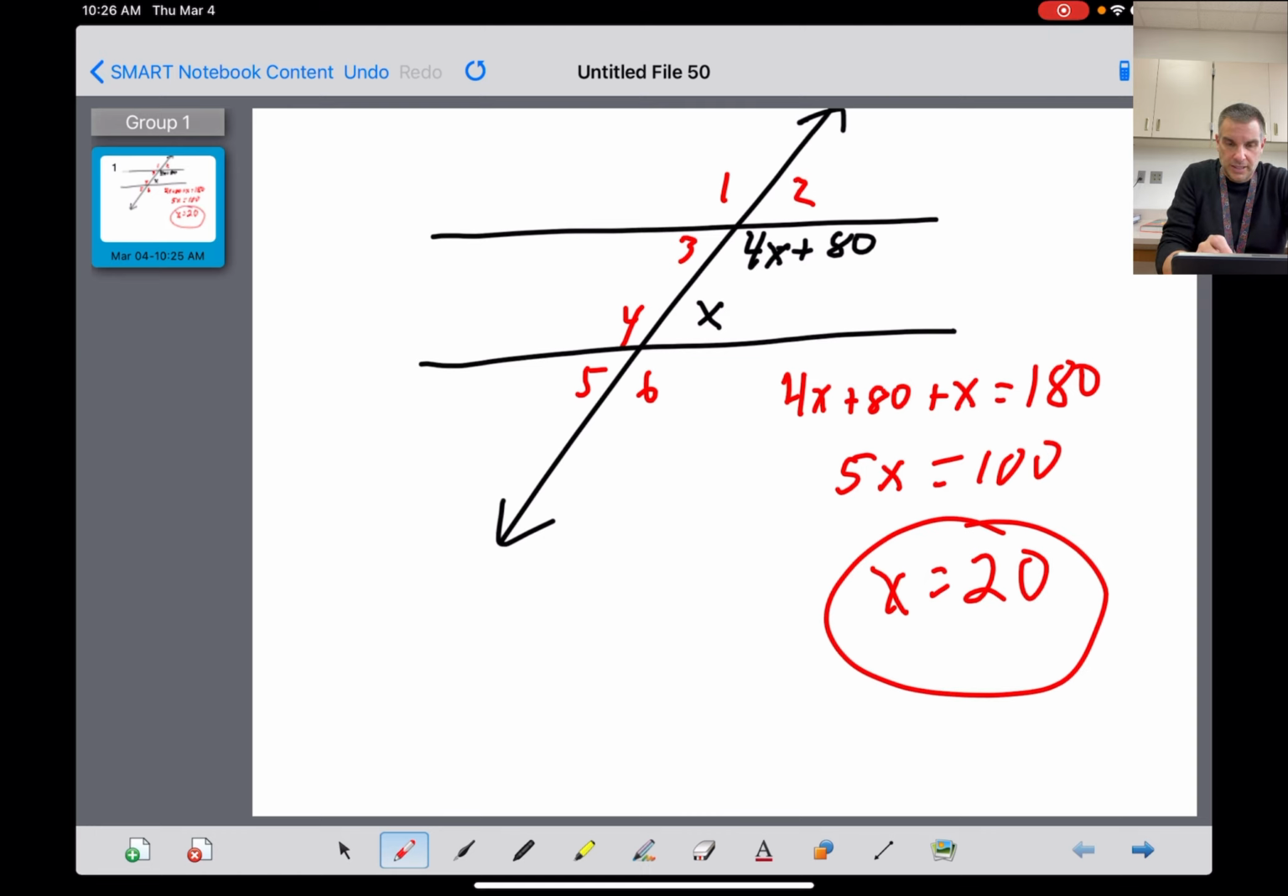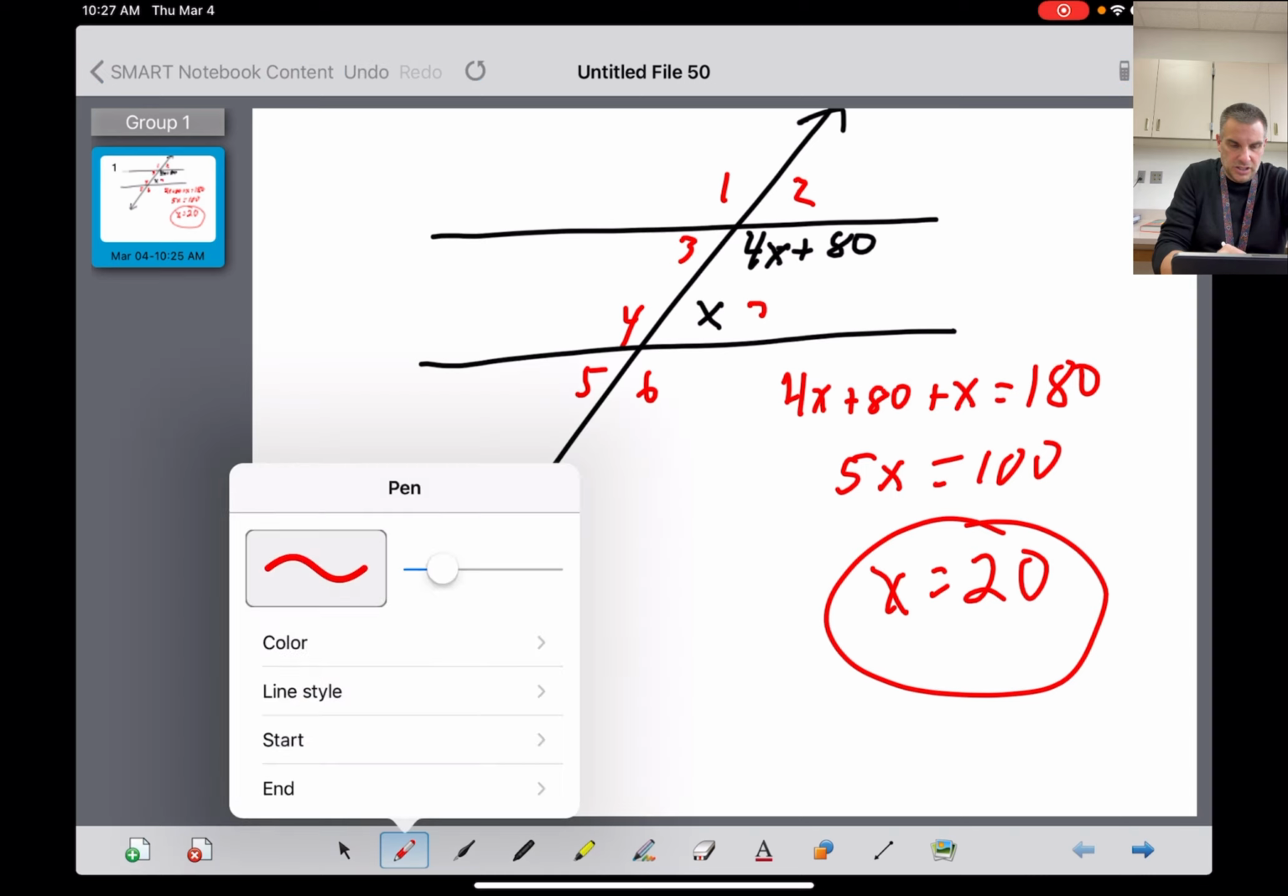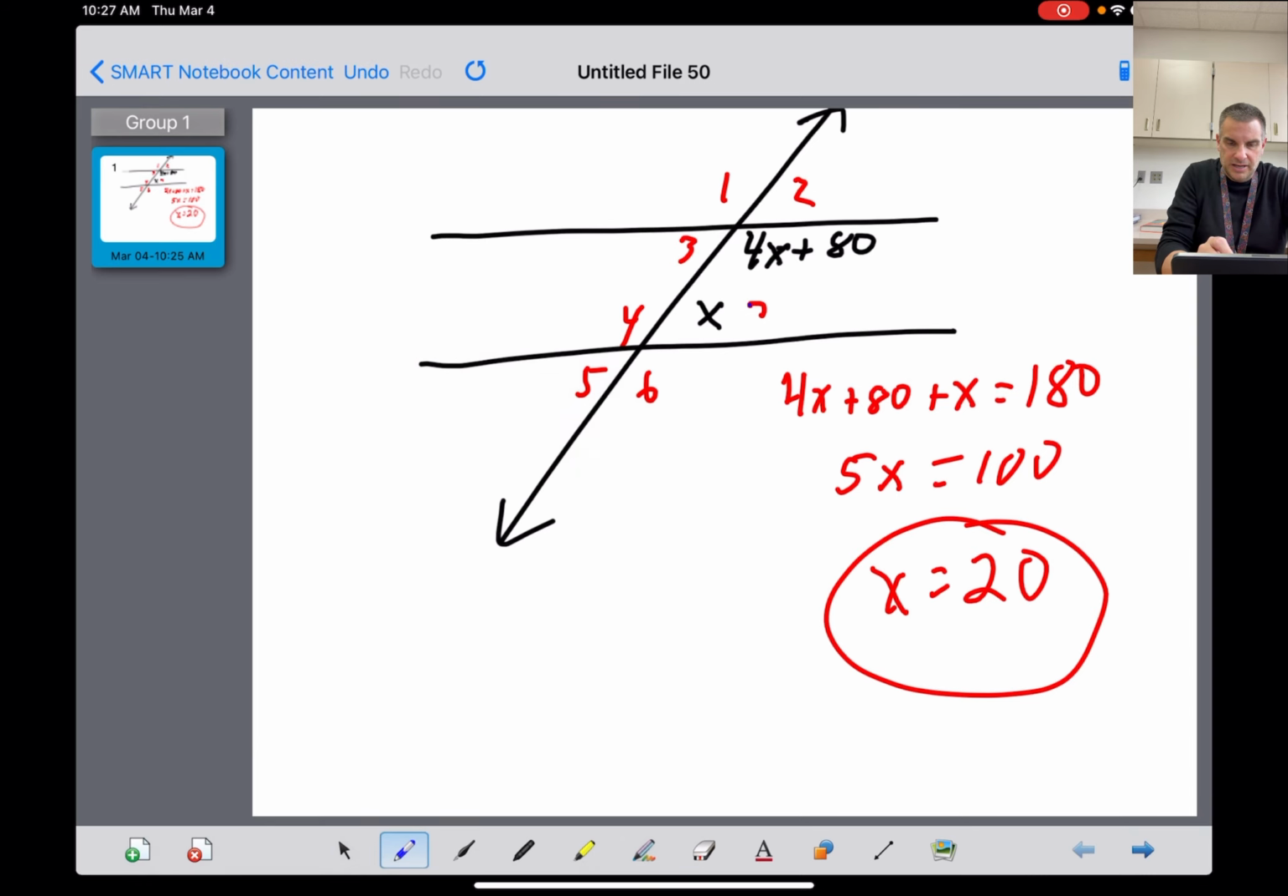So if x is equal to 20, that makes the measure of this angle here 20 degrees. So 5 is a vertical angle, so that has to be 20 degrees. 3 is an alternate interior angle, so that has to be 20 degrees. And 2 is a corresponding, but also vertical to 3, so that has to be 20 degrees. If we substitute back into the 4x plus 80, that's 80 plus 80 is 160. So then the rest of them are going to be 160 degrees.